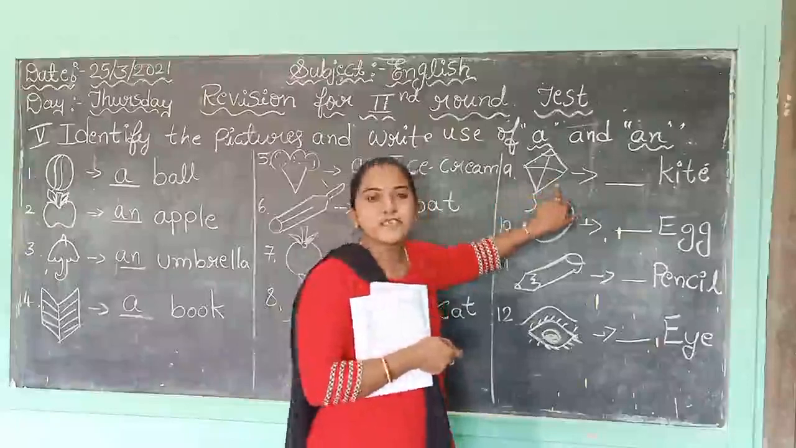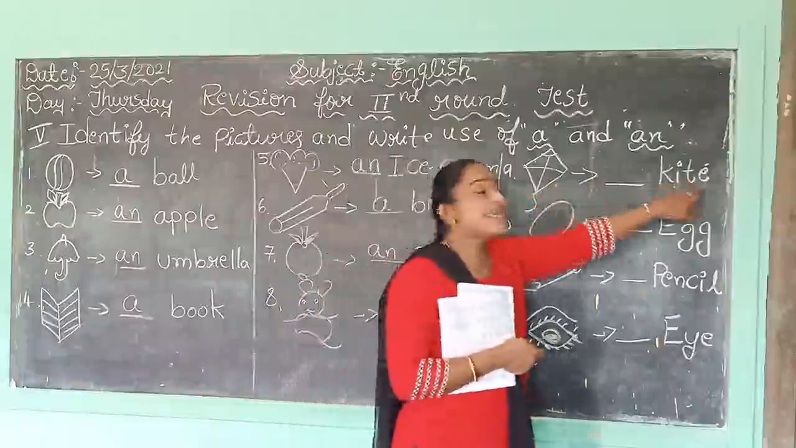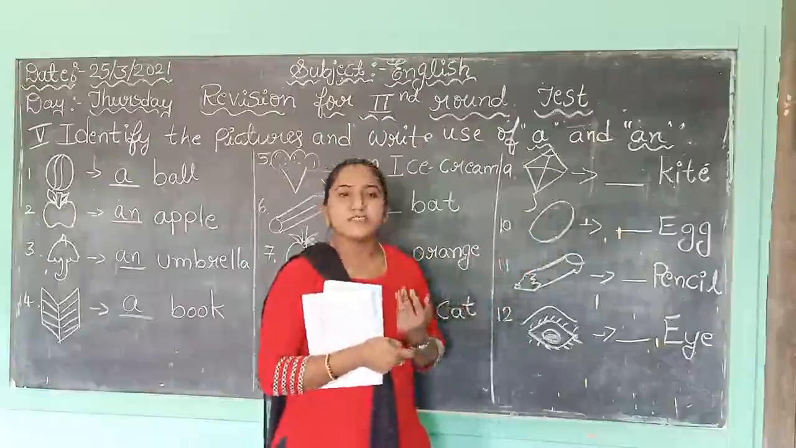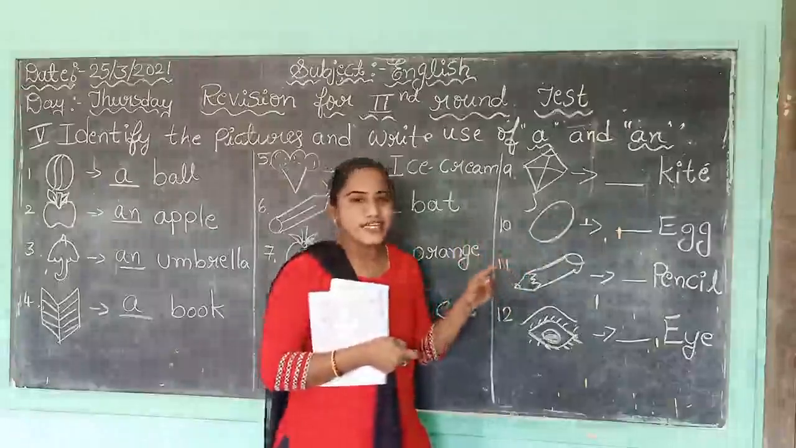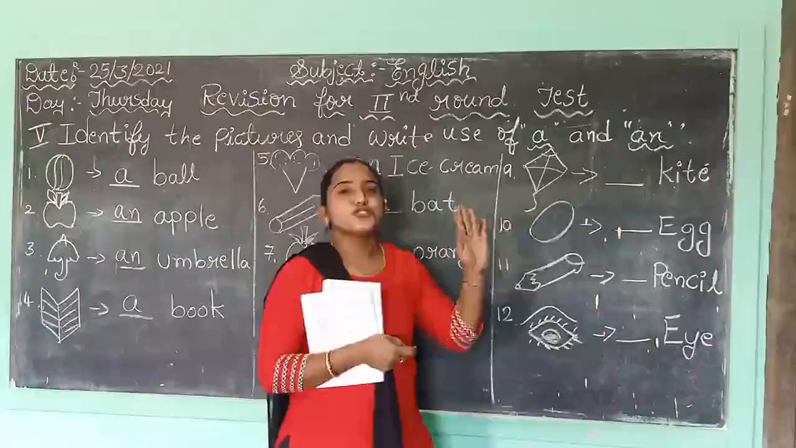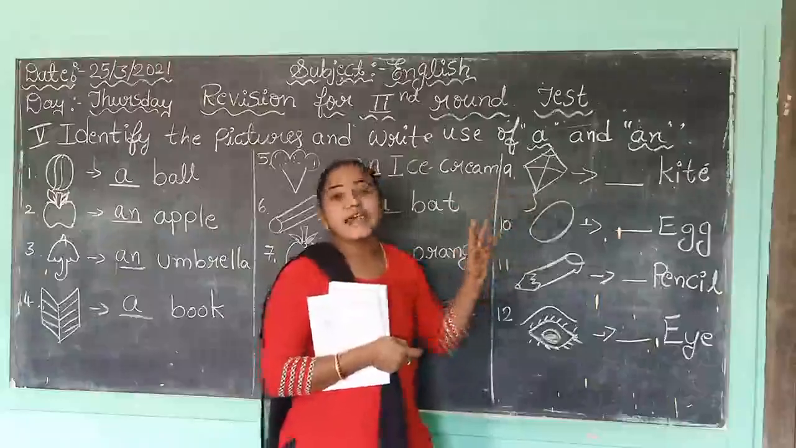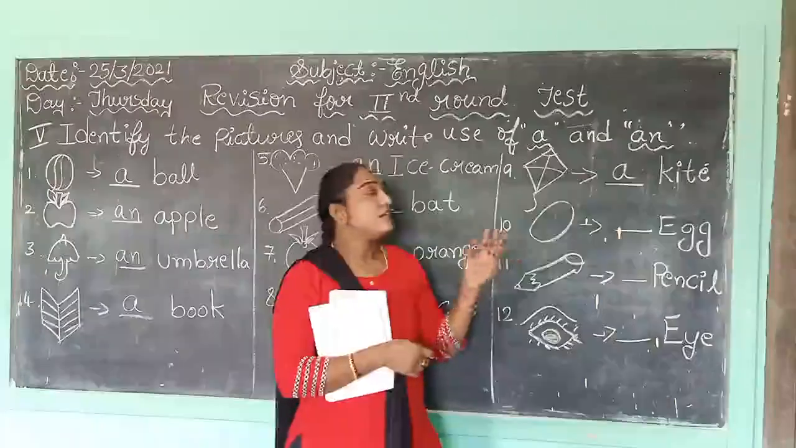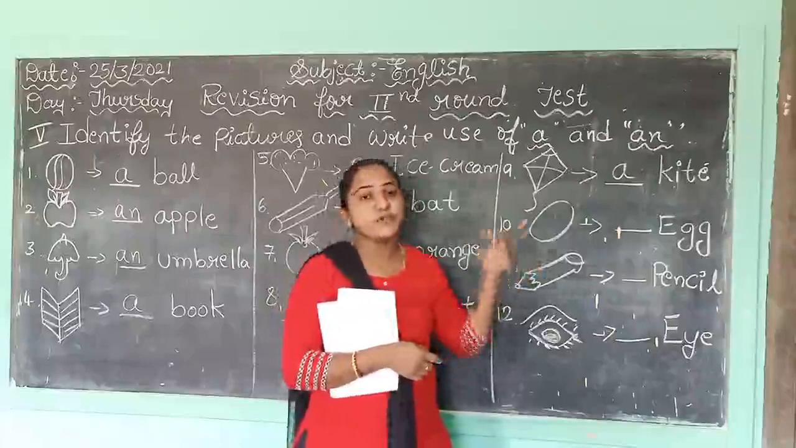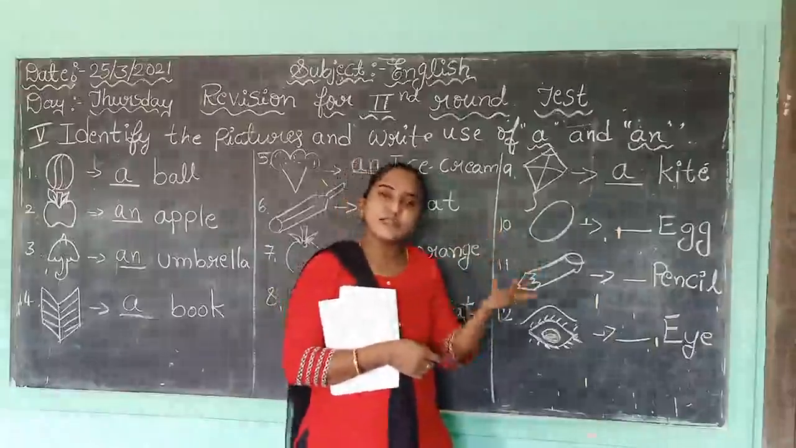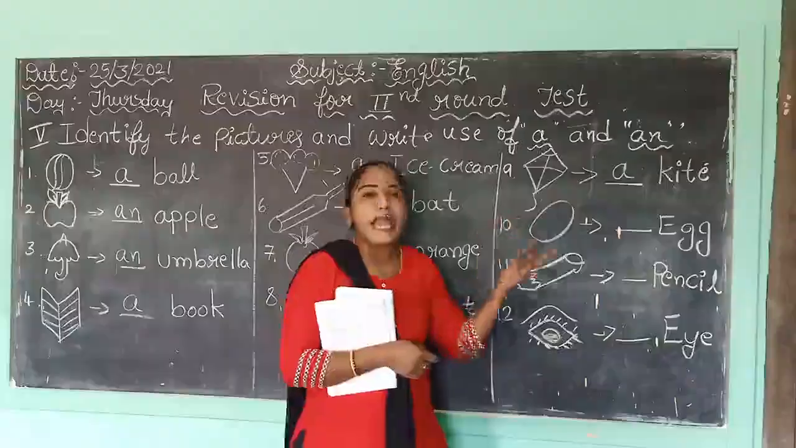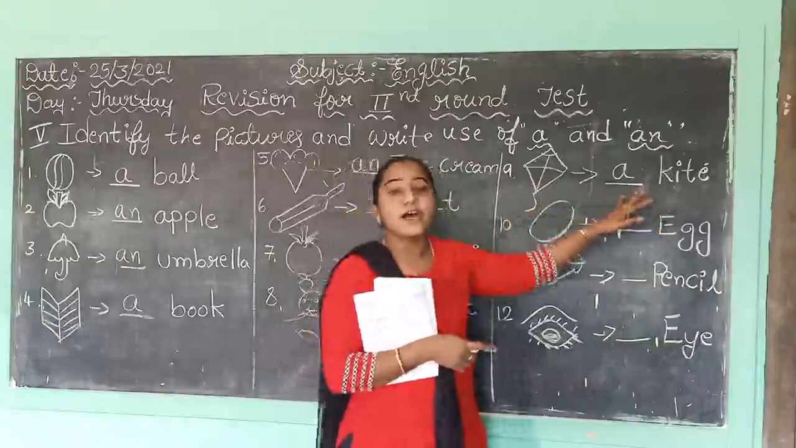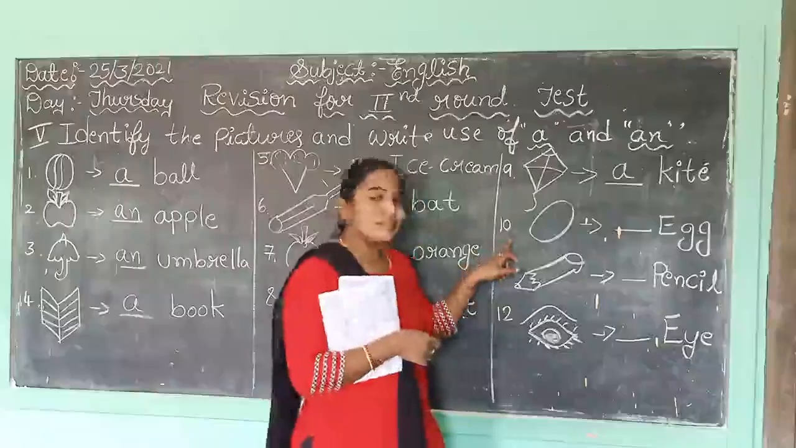What is this, children, in the picture? Kite. K-I-T-E. Kite. So, is K a consonant or a vowel, children? That is a consonant letter. K is a consonant letter. So, we must write A before kite, because K is a consonant. I already taught you: when the word begins with a consonant, we use A before the word. When the word begins with a vowel sound, we must use an before the word. That is articles. So, it is a kite. A kite. Next, let's go to the 10th one.